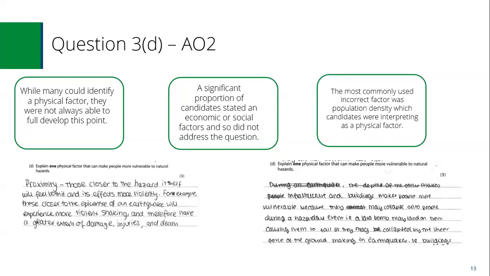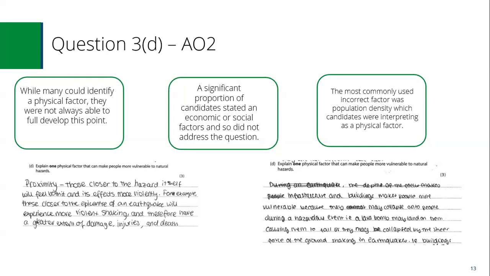The first example here, proximity. Those close to the hazard itself will feel both it and its effects more violently. For example, those closer to the epicenter of an earthquake will experience more violent shaking and therefore have a greater extent of damage, injuries, and deaths. Yeah, that's a great answer. It's a fully developed answer and shows a good 3 out of 3 marks.